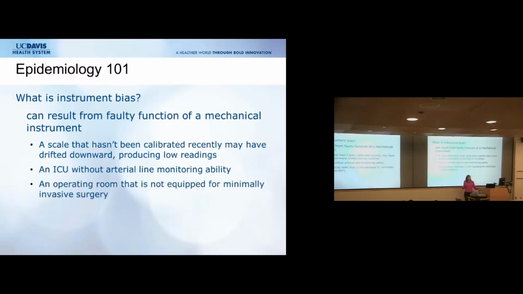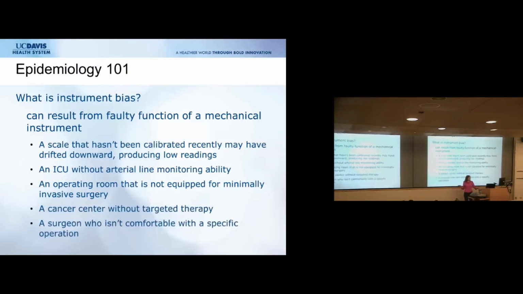It may be an operating room that can't handle minimally invasive surgery, or a cancer center without targeted therapies, or a surgeon who's not comfortable with a specific technique. So these are all examples of instrument bias. And instrument bias is probably, of the three types of error, the least involved in the introduction of error into the surgical decision-making process. So our third error type is subject bias.